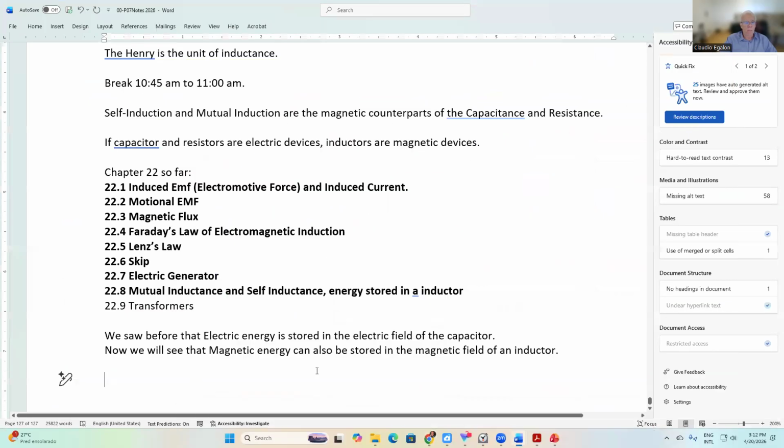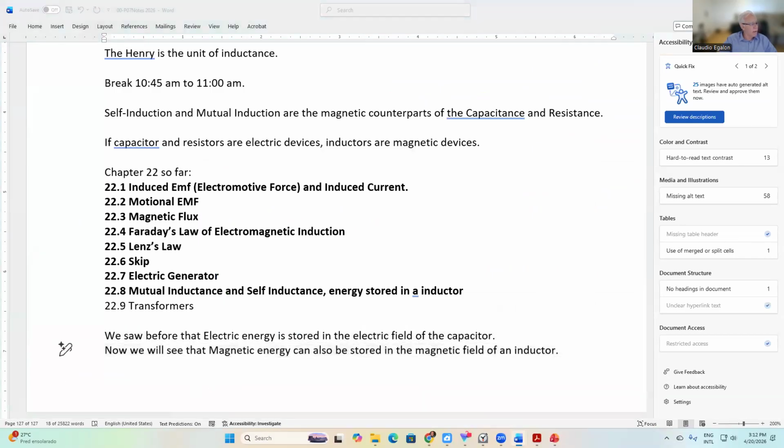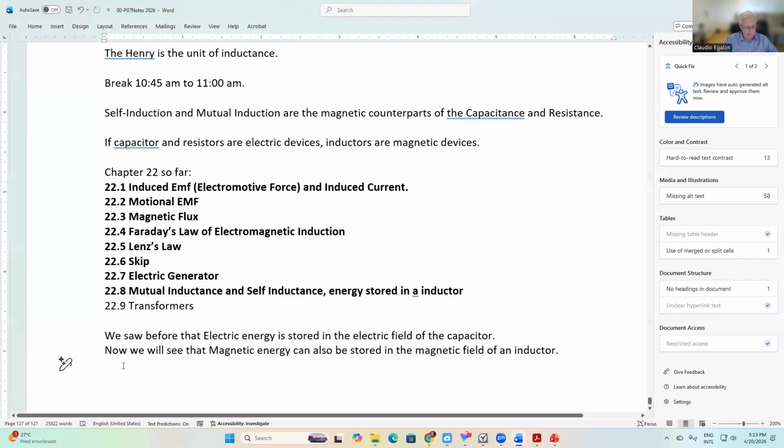Now, it's important because it stores magnetic energy. It stores energy that can be used to do some useful work. Okay? The capacitor stores electric energy. The inductor stores magnetic energy. And the resistor only consumes energy. That's what the resistor does.